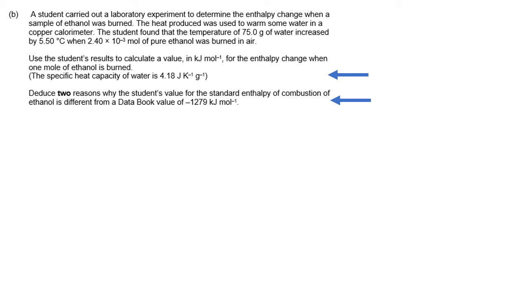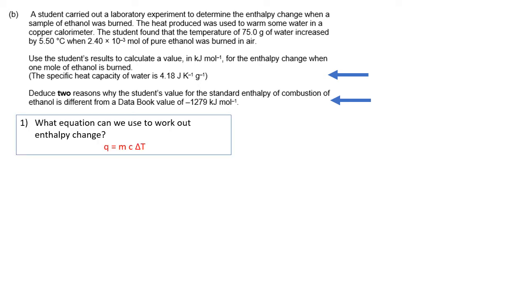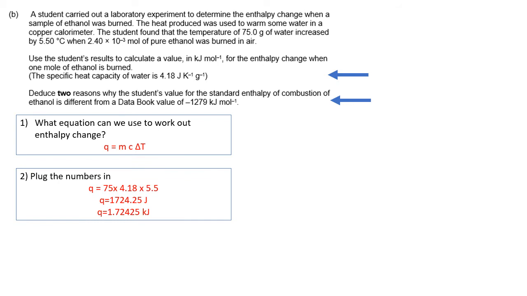So step 1, we've got to think about which equation we're going to use, and we get credit for saying Q equals mc delta T. So that's your first mark, hopefully. Then we've got to plug the numbers in. So taking them straight from the student, we get 75 times 4.18 times 5.5, and that gives us an answer in joules.